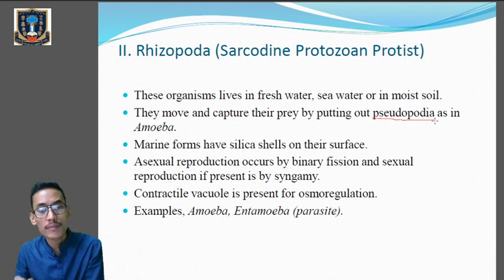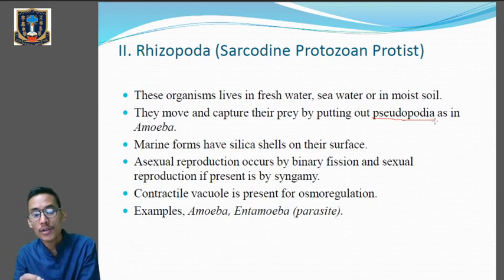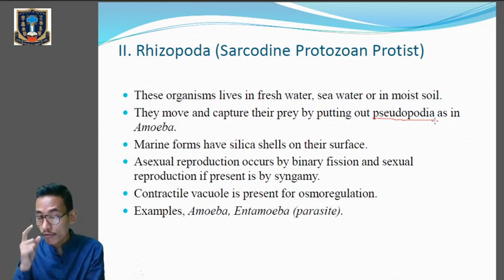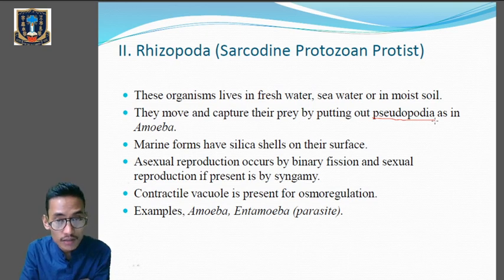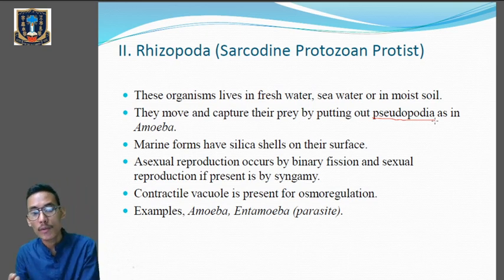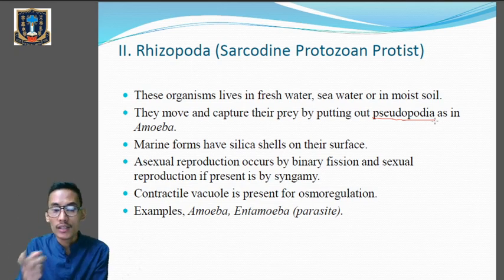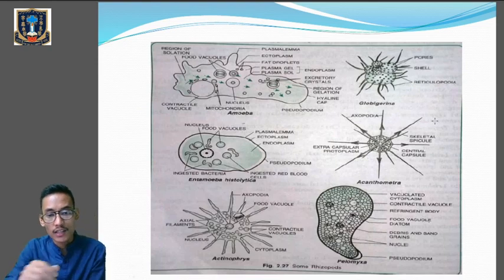Marine forms have silica shells on the surface. Asexual reproduction takes place by means of binary fission, and sexual reproduction by means of syngamy or fusion of gametes. Contractile vacuole is present for osmoregulation, which is essential for maintaining the ionic balance in the body. Examples: amoeba and entamoeba. Entamoeba is mainly a parasite. So write down the characteristics. Clear?